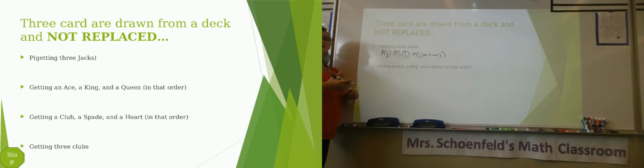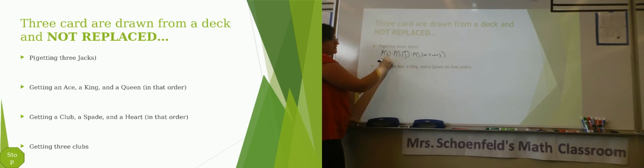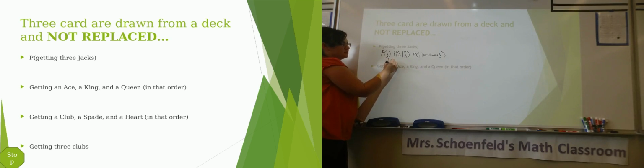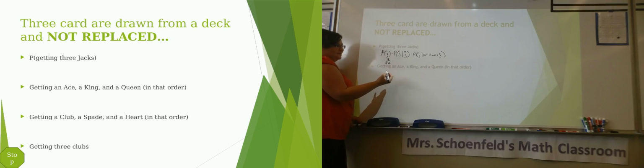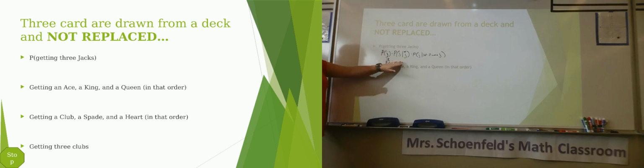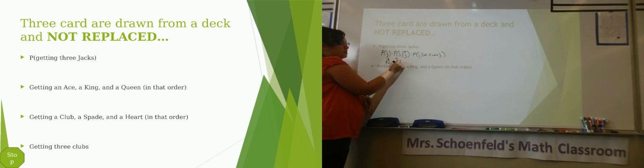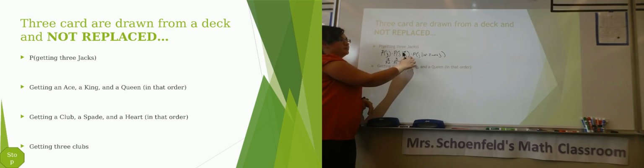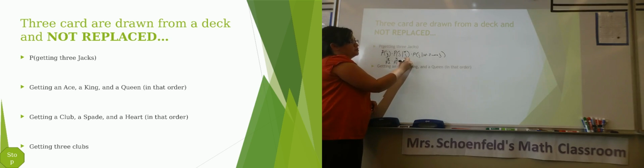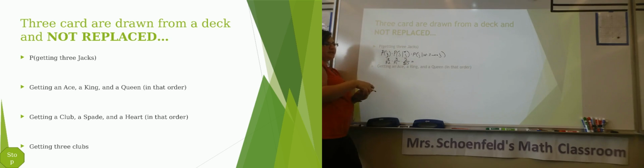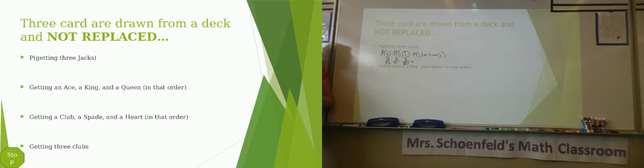So the probability of getting a jack is: I have 4 jacks out of a total of 52 cards. Okay, let's say I've already drawn a jack here. How many jacks do I have left? I have 3 jacks left. How many total cards do I have left? Not 52, 51. Times the probability of a 3rd jack: I only have 2 jacks left, and I only have 50 cards left. So you're doing all that multiplication out, and you can do that in your calculator. And I really don't care if it's a fraction or a decimal.